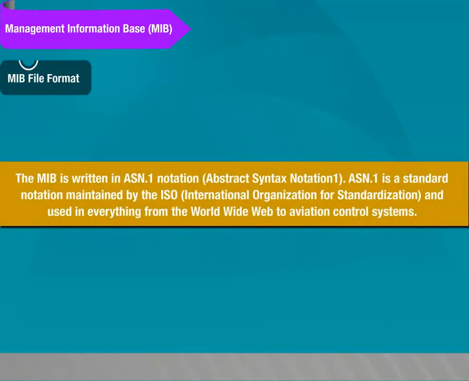The MIB is written in ASN.1 notation, that is Abstract Syntax Notation 1. ASN.1 is a standard notation maintained by the ISO, International Organization for Standardization, and used in everything from the World Wide Web to aviation control systems.